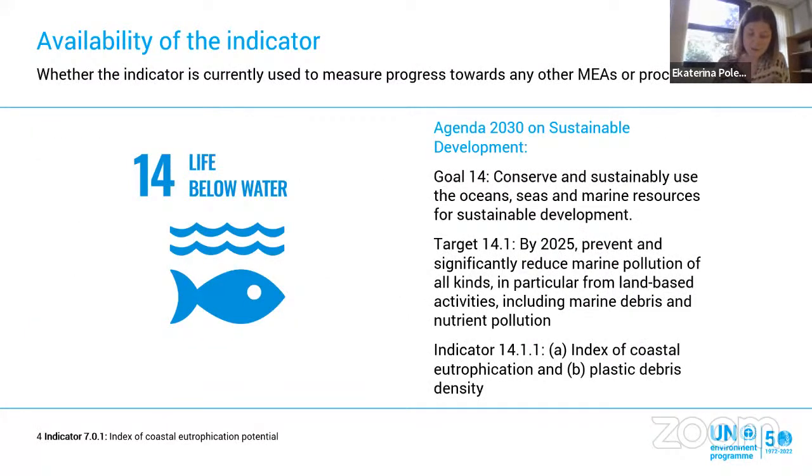Regarding global initiatives, the Index of Coastal Eutrophication Potential is used for the monitoring of the Agenda 2030 on Sustainable Development, in particular Goal 14, Life Below Water. Next slide, please.